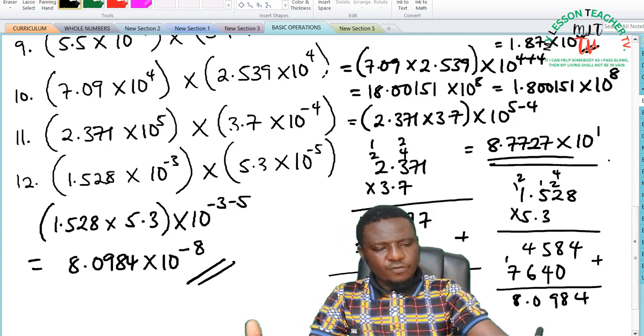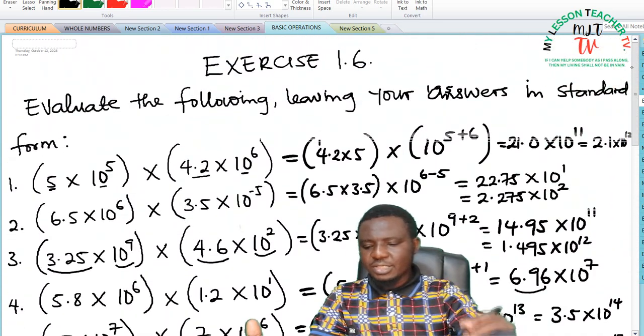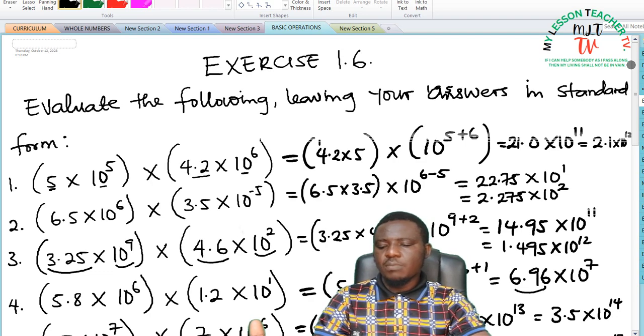So at the end of the class, we have been able to solve all the exercises on multiplication.